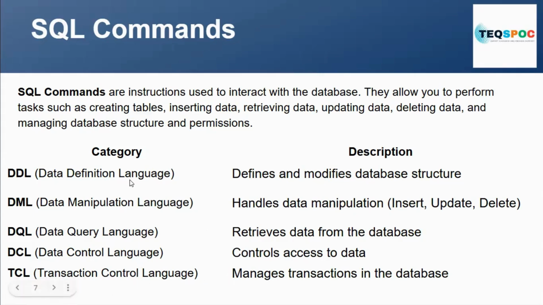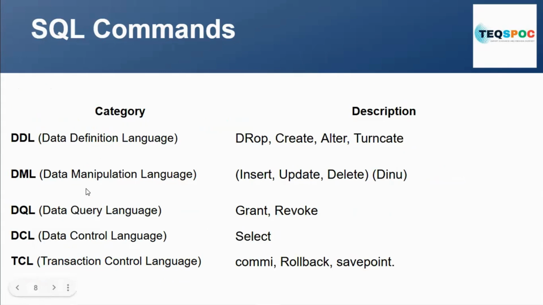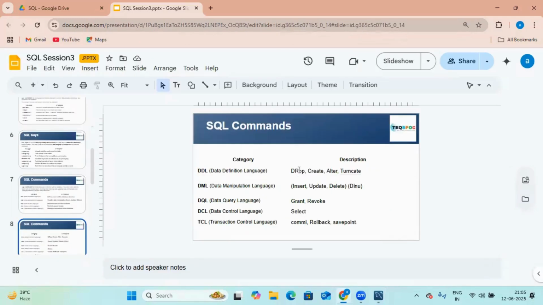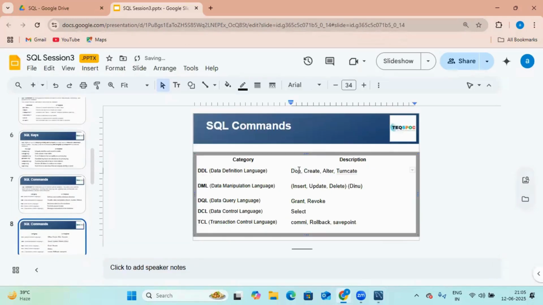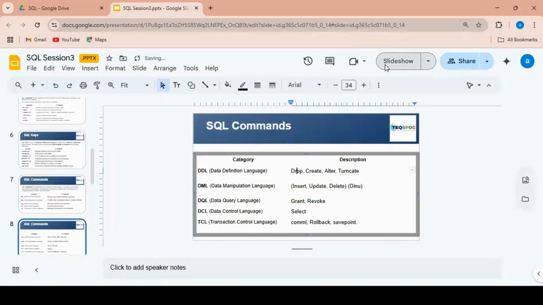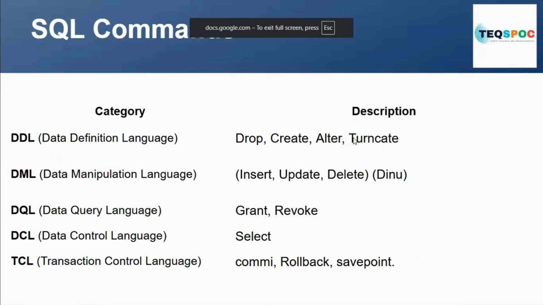Okay, so these perform different types of operations. DDL performs drop, create, alter, and truncate. Basically, DDL performs drop, create, alter, truncate; these are performed by the data definition language. But DML is the data manipulation language. This is the full form. In DML we can perform insert, update, delete. The short form you can remember as DML.